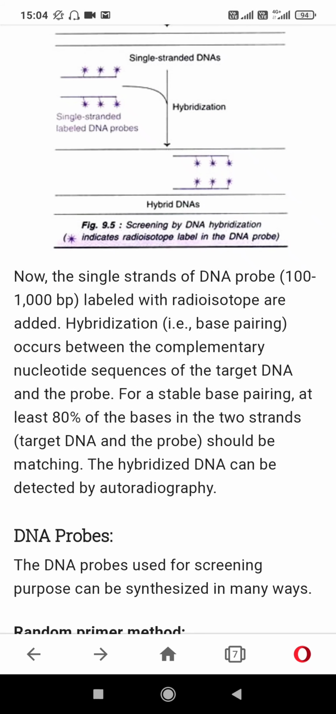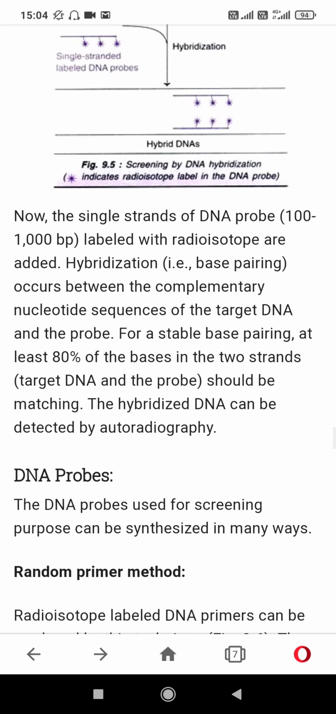Hybridization, that is base pairing, occurs between the complementary nucleotide sequences of the target DNA and the probe. So once hybridization is done, base pairing will occur between the probe and its complementary sequence, if it is located. For stable pairing, at least 80% of the bases between the two strands should be matched, otherwise there will be no proper pairing. At least 80% pairing should be done between the bases and the probe.